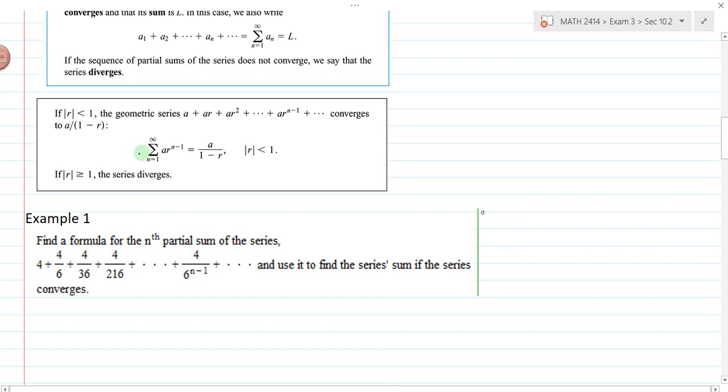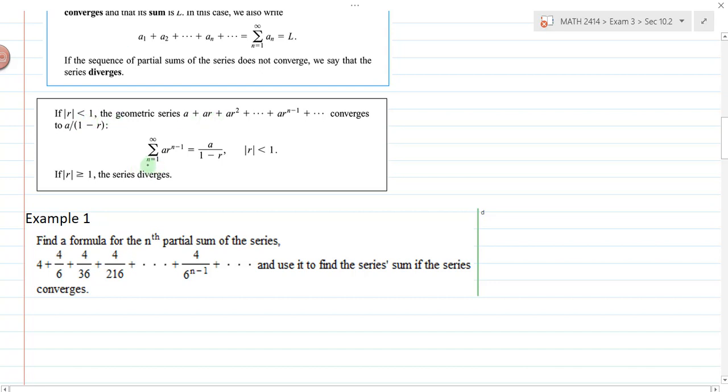This first series is called a geometric series. It says if the absolute value of r is less than 1, the geometric series a plus a times r plus ar squared plus so forth and so on, ar to the n minus 1, converges to a over 1 minus r. It's saying that this series converges if the absolute value of r is less than 1, meaning r has to be a proper fraction.